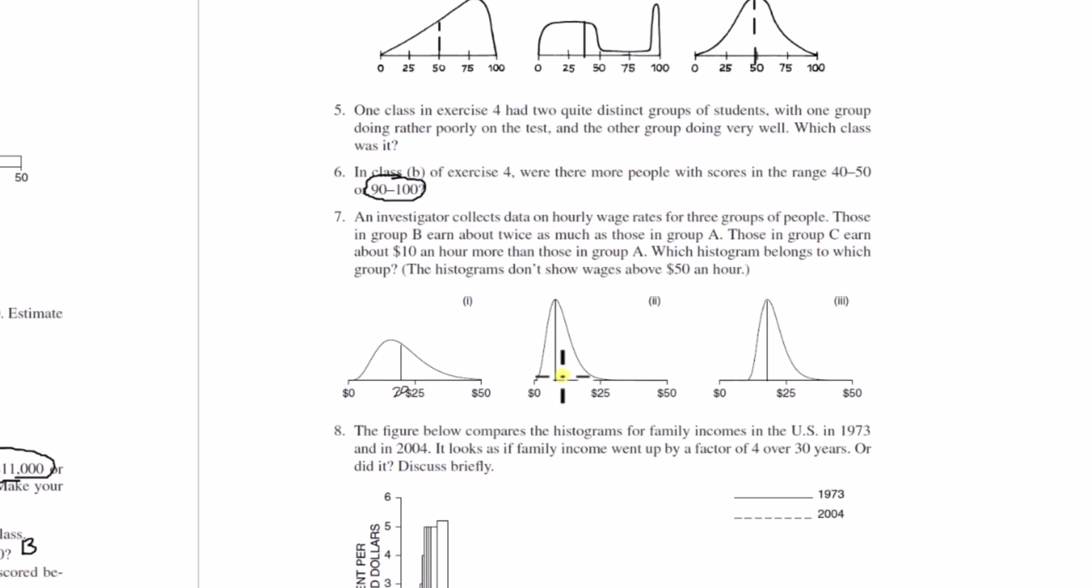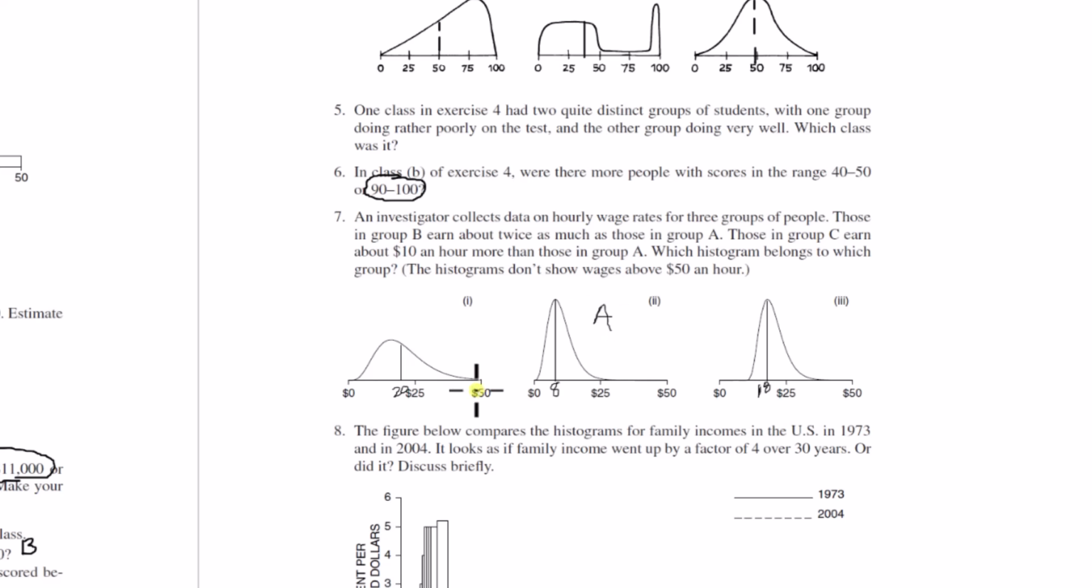Okay, halfway is about 12. This is maybe about 8-ish. And then this, okay, halfway is 12, and maybe this is 18. Okay, so those in Group B earn about twice as much as those in Group A, and those in Group C earn about $10 an hour more than those in Group A. So this is going to be Group A for sure.